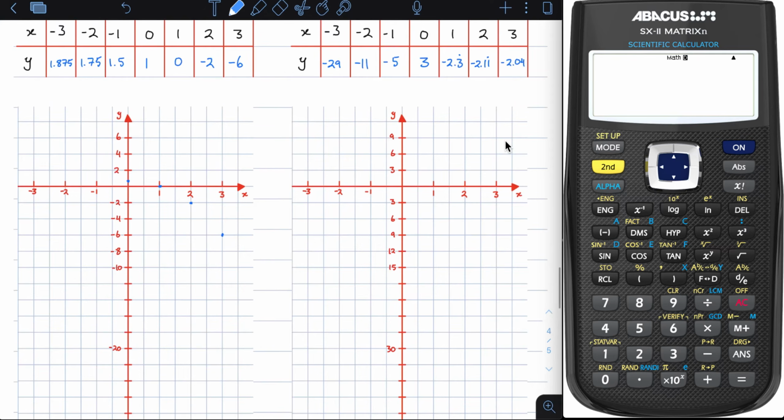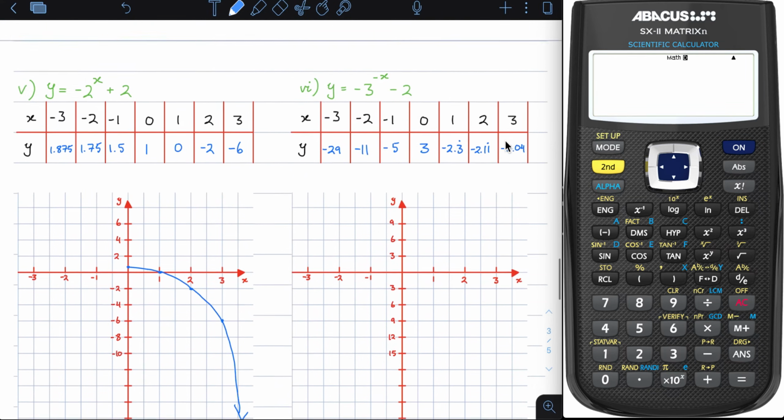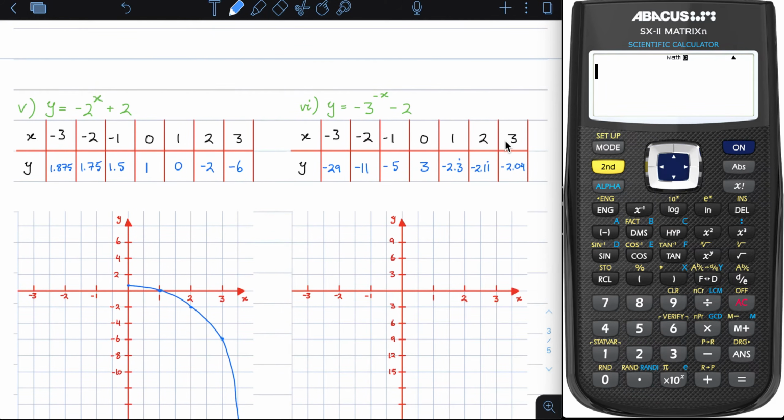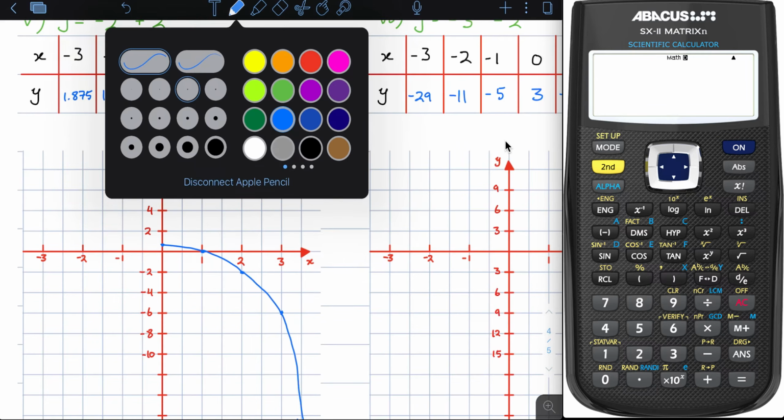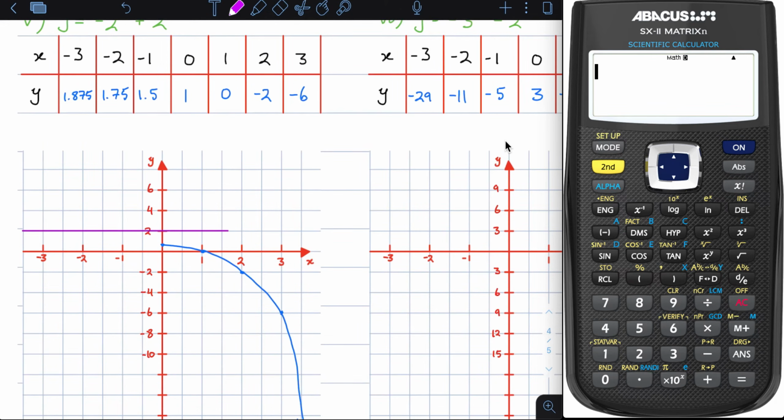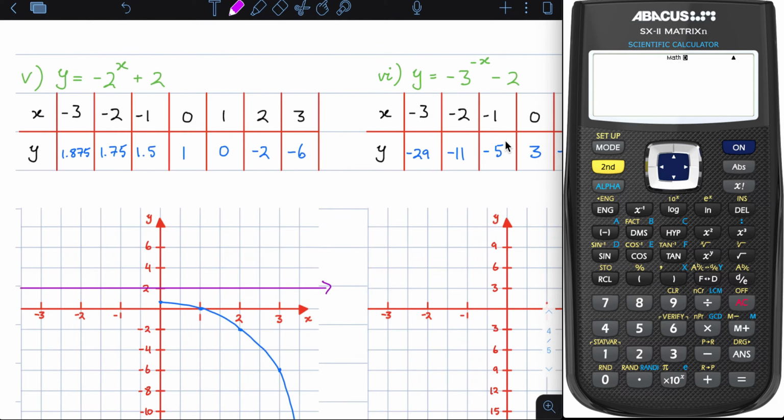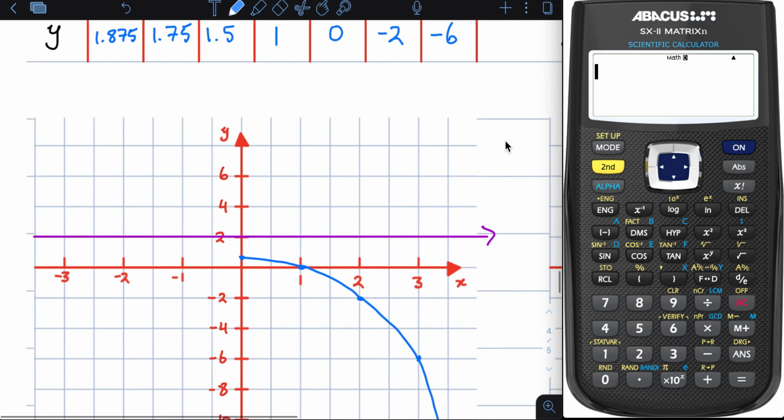So in this case, it's actually going downwards, like so. And the asymptote here is at plus 2. So there's actually, again, that imaginary horizontal line. It's been moved up because of this plus 2. The lines are getting closer and closer to that value, like so.